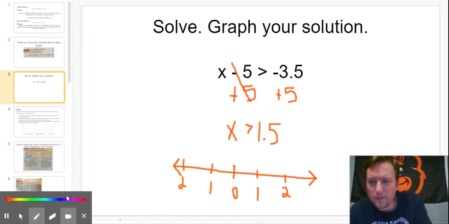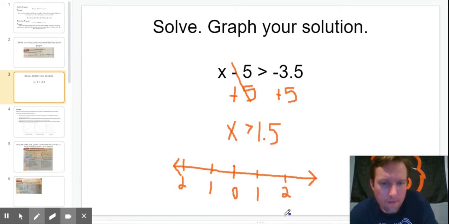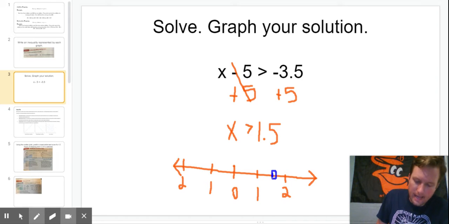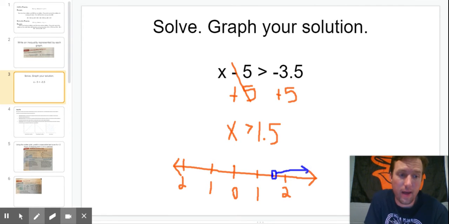But okay, so where would my 1.5 go? Well, in between 1 and 2, you say? Well, you would be right. Okay, so we'll go right here. Now, because, again, it does not have equal, it's going to be an open point. Okay, and then because it says that x is greater than 1.5, my arrow is going to go to the right to include everything greater than 1.5. So this sign is a clue to what direction your arrow is going to be.